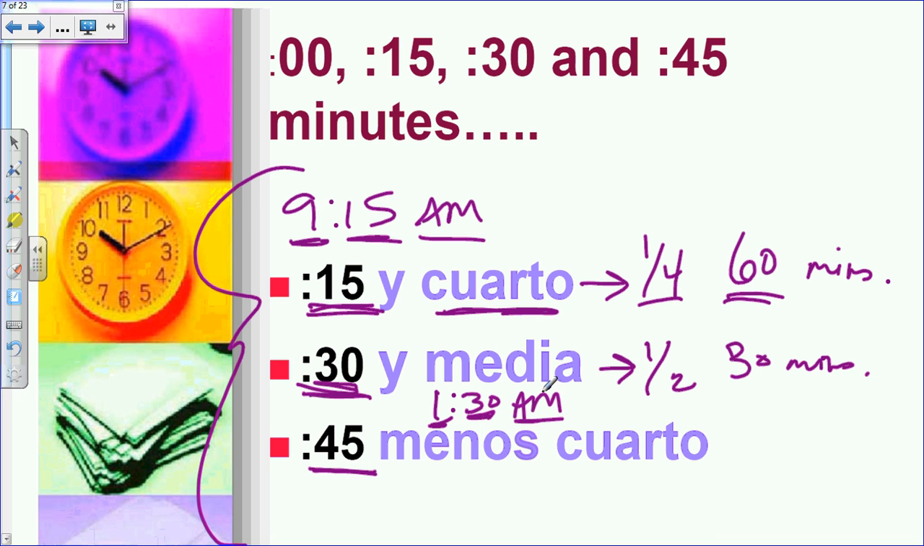Y finalmente, cuando queremos decir 45, decimos menos cuarto. We're going to talk about this here in a second, but whenever we have over 30, we always round up to the next hour. So I'm going to say son las 5 menos cuarto de la tarde, de la noche. Okay, so if anything ends in 15, y cuarto. If it ends in 30, y media. Ends in 45, menos cuarto.